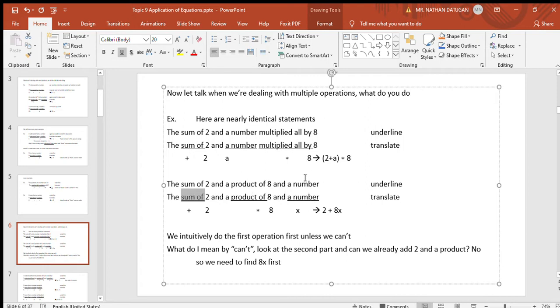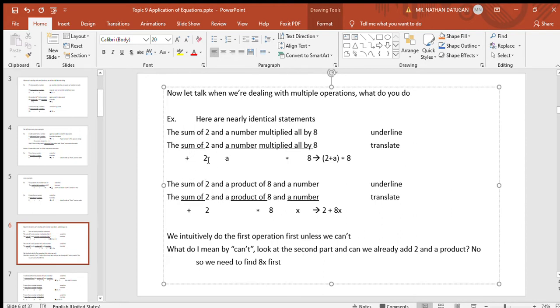So they're basically the same. You might think, oh, they're basically the same, but you'll be wrong. Again, let's translate it out. We have sum is add, 2 is 2, a number is, let's say, a in this case, multiplied all by is multiplication, and 8 is 8. Here, it's pretty much the same thing. Sum of is addition, product of is multiplication, and a number is a variable, in this case, x.